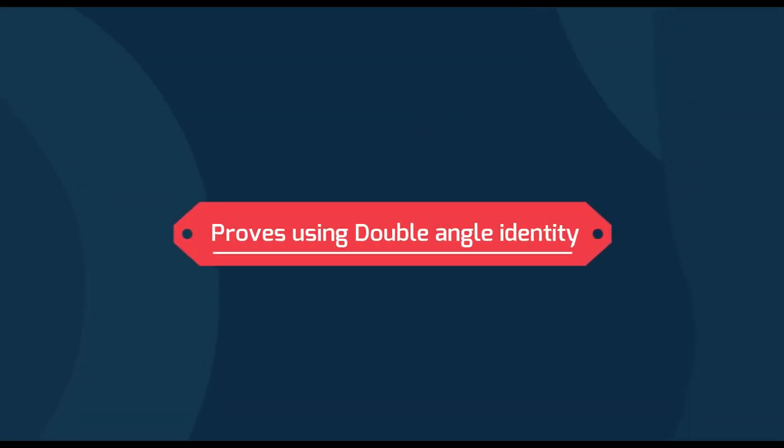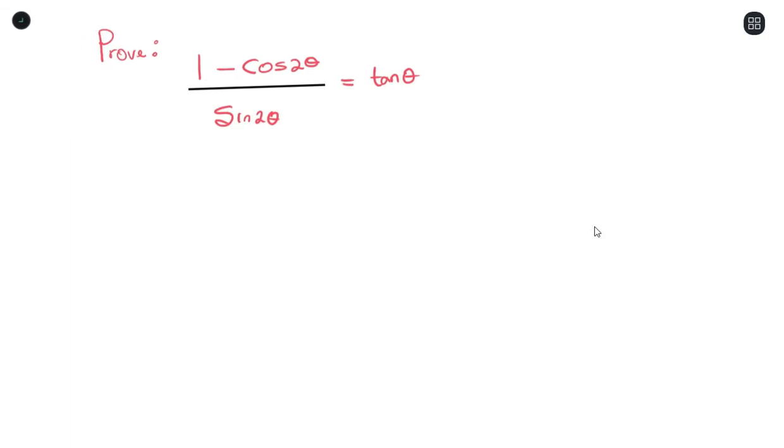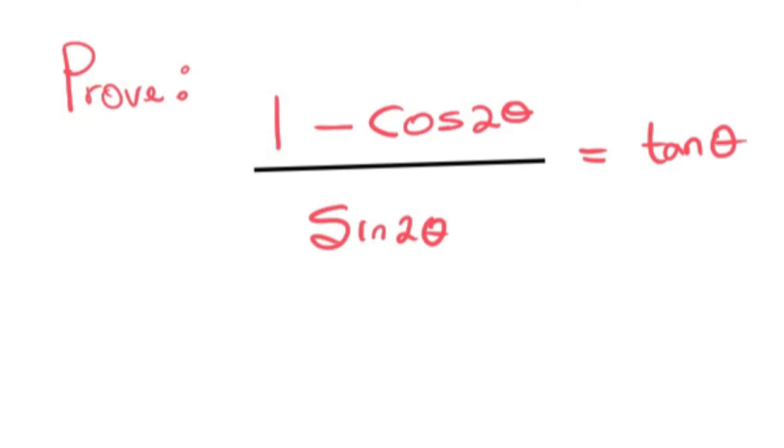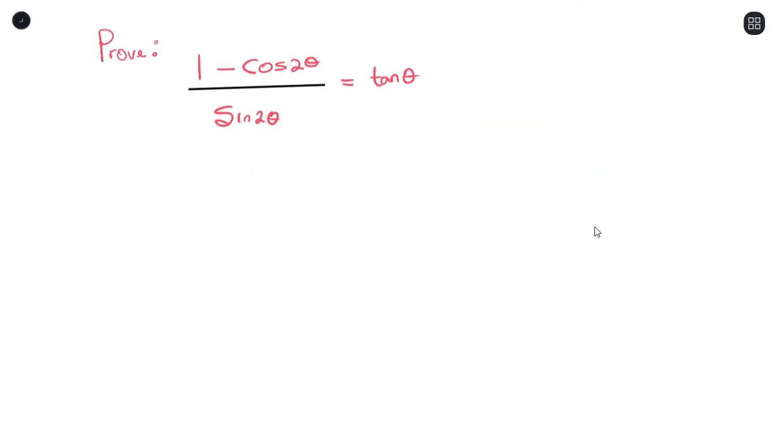Now that we have the basics of double angle identities out of the way, let us try out a question whereby we have to use what we learned in double angle identities to solve the question. So we're going to be trying out this question here. It asks us to prove that 1 minus cos 2 theta over sine 2 theta is equal to tan theta. In this case, it will be recommended to prove the left hand side is equal to the right hand side because we have more information over here.